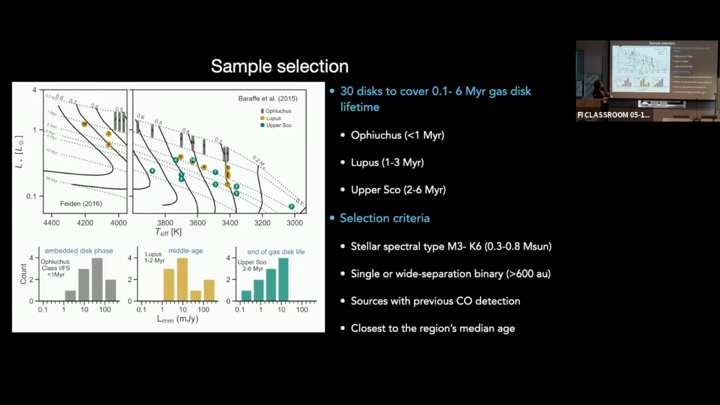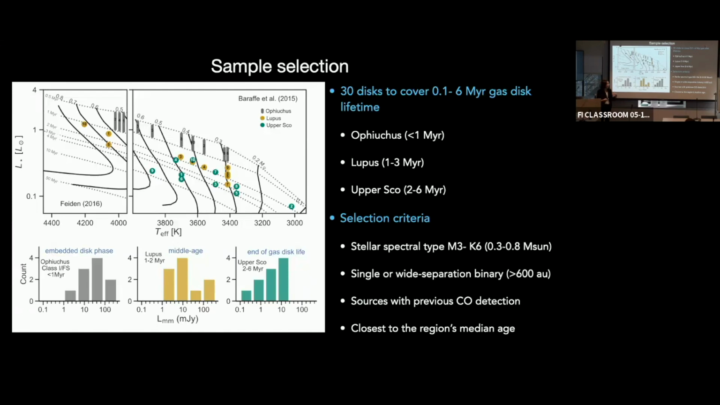So the idea is we choose 10 disks from each region. And you can see this plot showing the millimeter continuum flux from our sample. The youngest region has the highest millimeter flux, indicating they have more dust mass. In the intermediate age, the flux is between 1 and 10 millijansky, so they have an intermediate amount of dust mass. And the oldest disk sample has the least amount of dust mass.